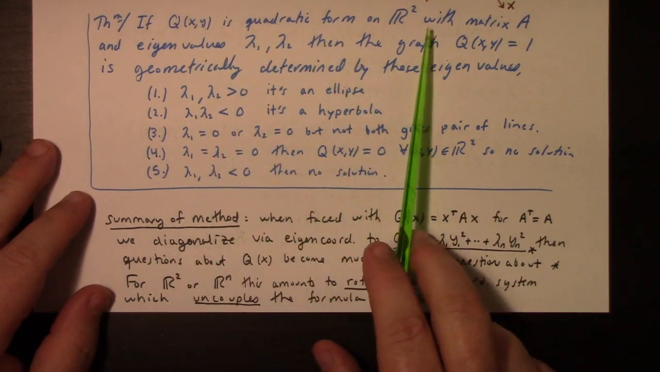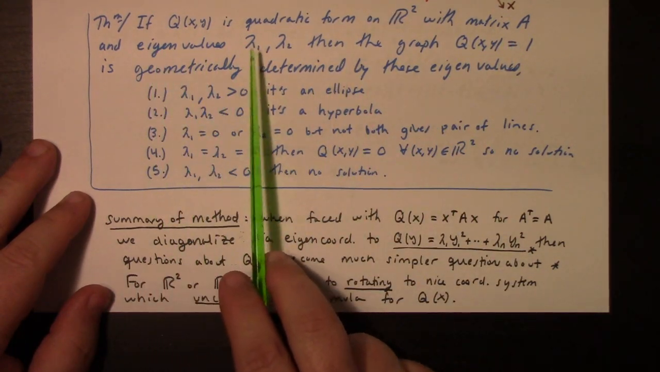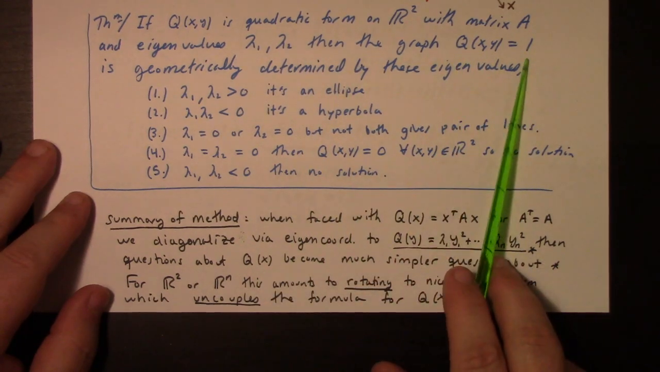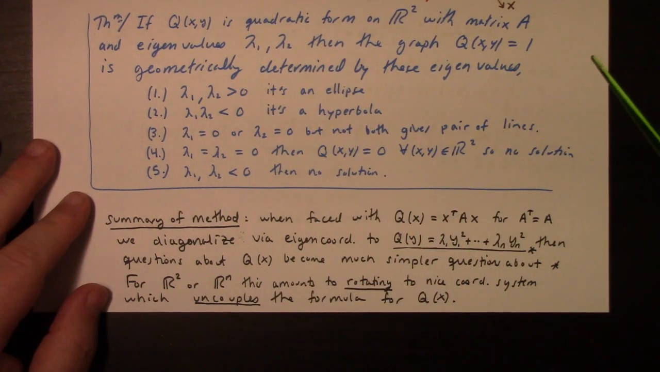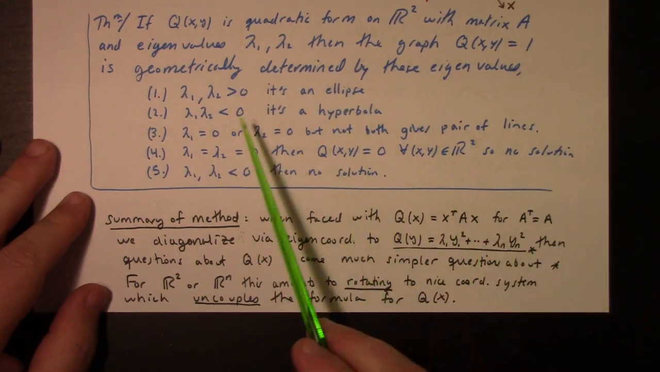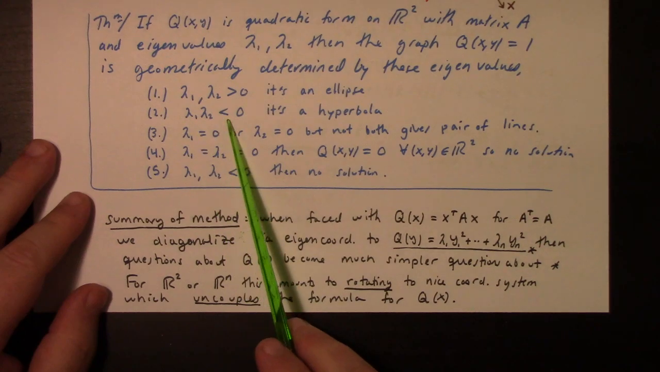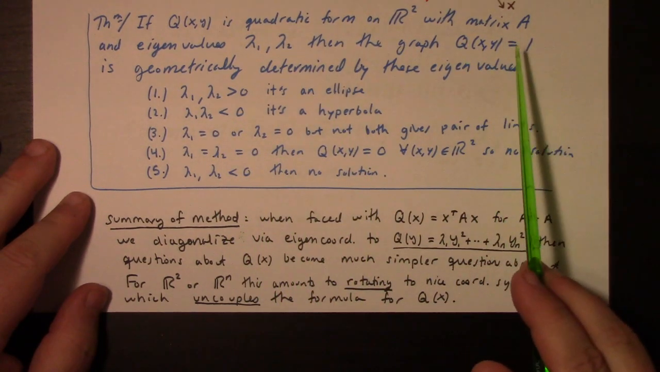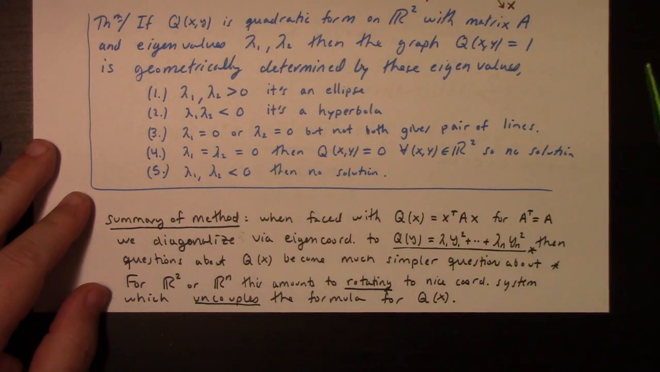But anyway, essentially here's the deal. If you have a quadratic form on R2 with a matrix A and you know that its eigenvalues are lambda 1 and lambda 2, then you can completely specify what the graph looks like just on the basis of the eigenvalues. If both the eigenvalues are positive, it's an ellipse. If the product of the eigenvalues is negative, it's a hyperbola, which opens one way or the other depending on which eigenvalue is positive and which is negative.